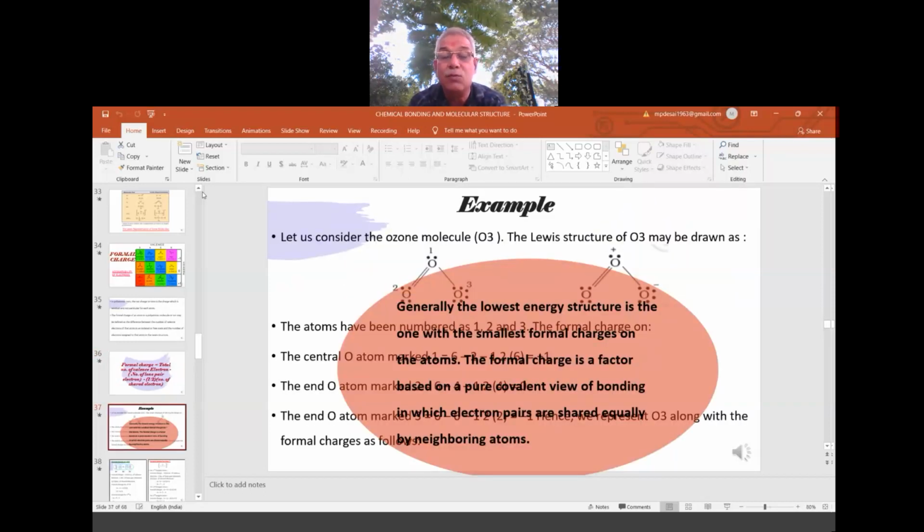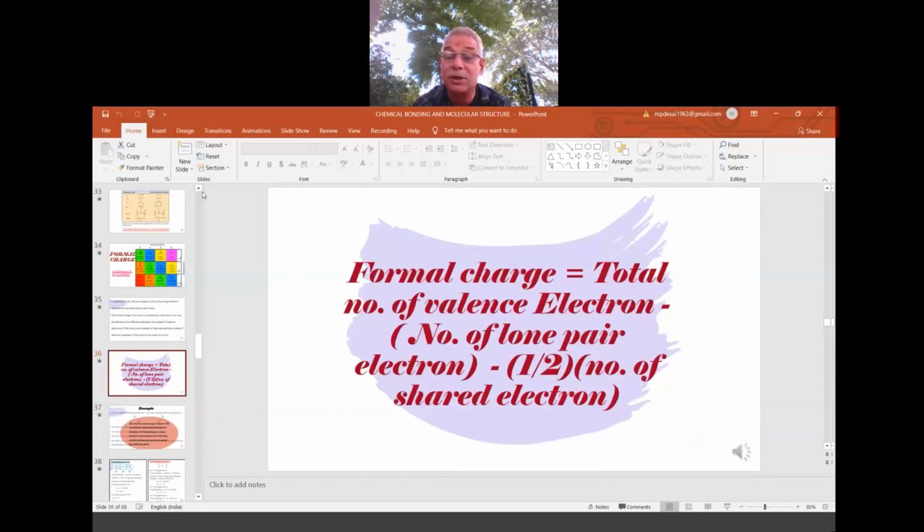Now with the oxygen atom number 1, formal charge on the first O equals what? Number of valence electrons. How many valence electrons in oxygen? Oxygen atomic number is 8, it is 2, 6. That means we have 6 valence electrons in oxygen. So that is first 6. Please see once again, formal charge is equal to total number of valence electrons, which is 6.